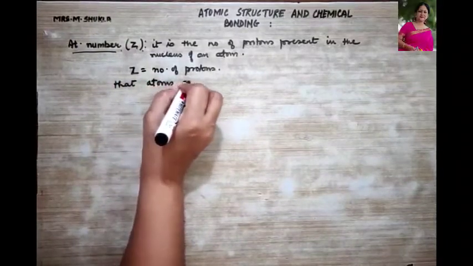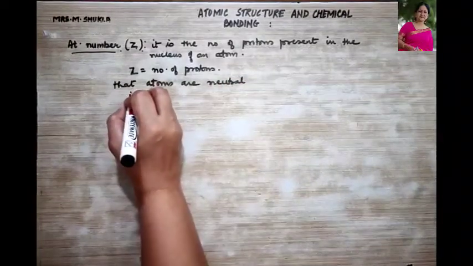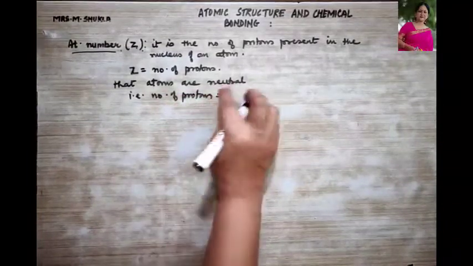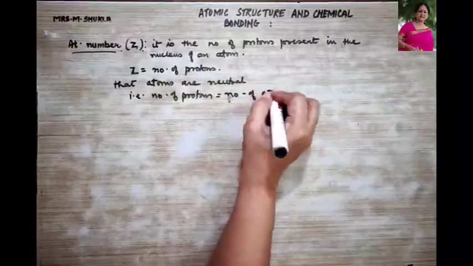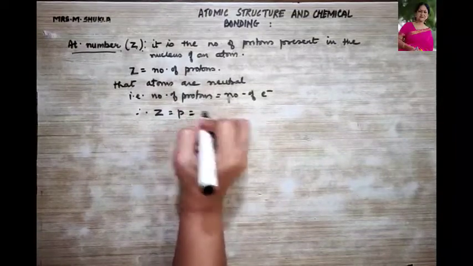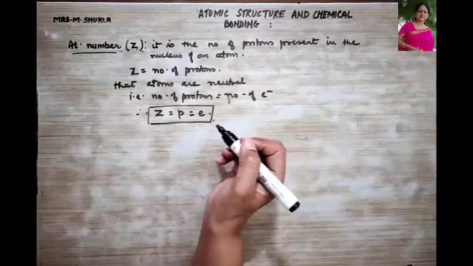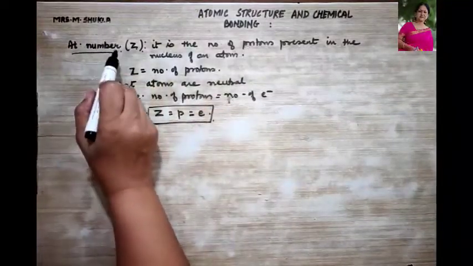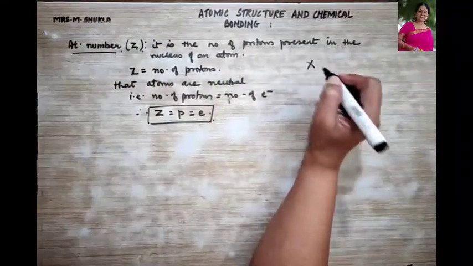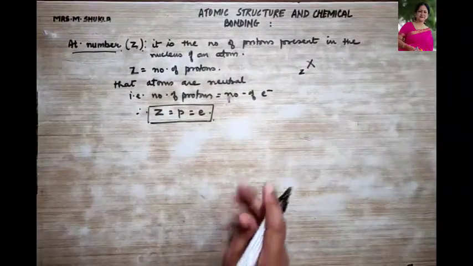atoms are neutral. What does atoms are neutral mean? That is, number of protons is equal to number of electrons. Therefore atomic number, which is equal to number of protons, is also equal to number of electrons. This is something very important that you need to remember. And I also said, where are atomic numbers written in the element? They are always written at the subscript. So here is the subscript where we always write down the atomic number.